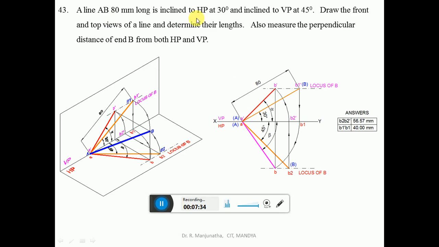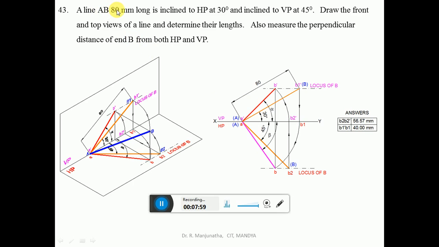So AB, 80 mm long, is inclined at 30 degrees to HP. Inclination is seen in VP. So with A dash as center, using the protractor, you measure an angle of 30 degrees and draw an inclined line. Similarly, with A as center, using the protractor, you measure an angle of 45 degrees and draw an inclined line in the top view, because inclination with respect to VP is seen in HP.